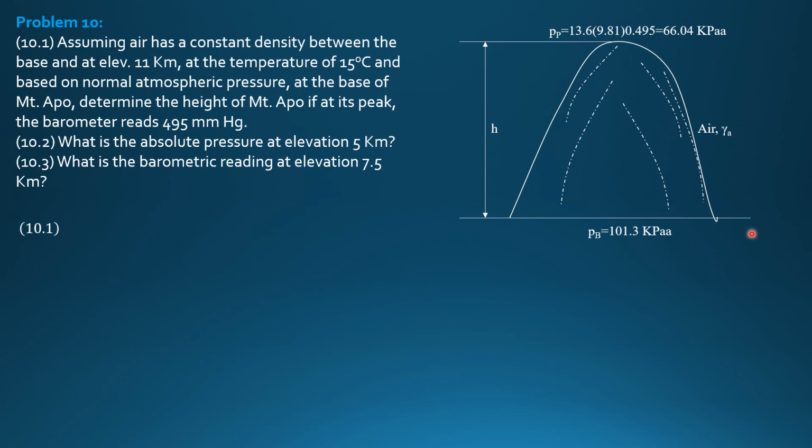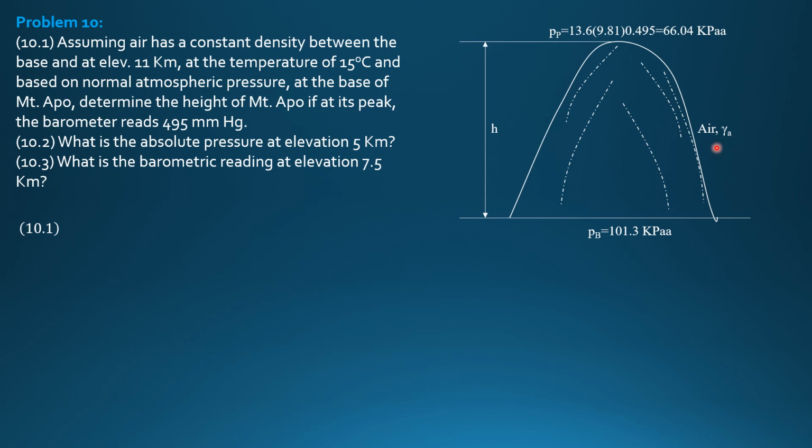And this is surrounded with air with constant density or constant specific weight, gamma of air. Then we sum up pressure from the peak to the base: 66.04 plus specific weight of air times H equals 101.3 kilopascals. So we can compute for H.